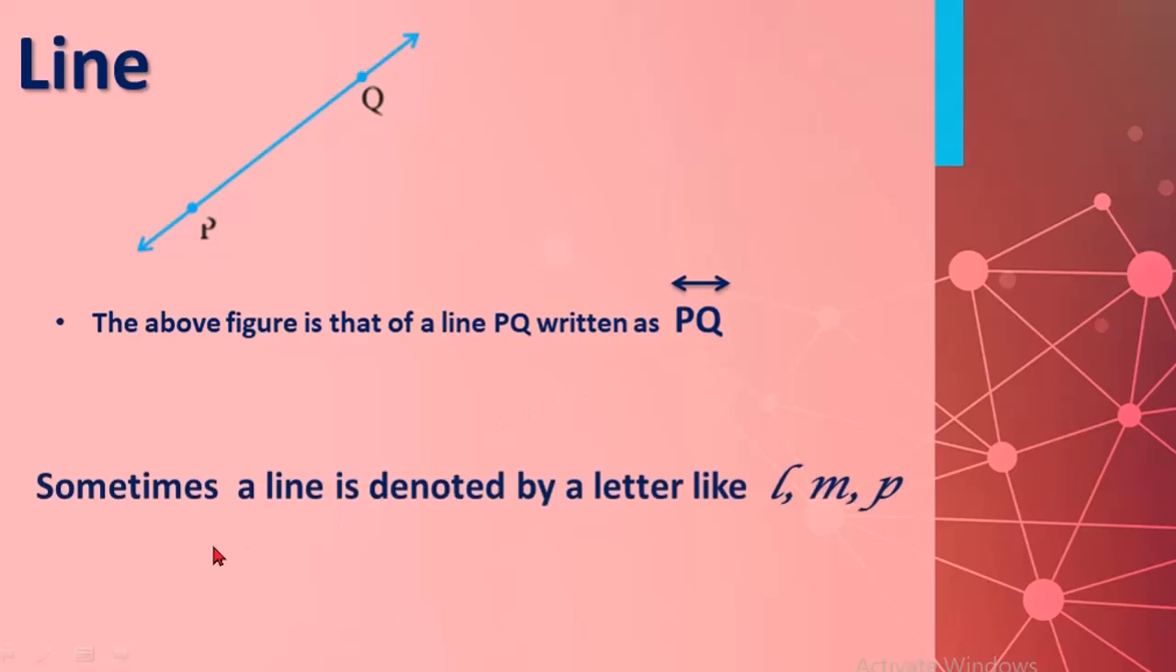Sometimes a line is denoted by letter L, M, P, or any English alphabet in small form. So remember, if we use both the points, then we have to write them in capital and give a both side arrow mark, or otherwise we can write line L, line M, line P, like this. So here we can see PQ, or we can also name it as line M. Any English alphabet we can use.